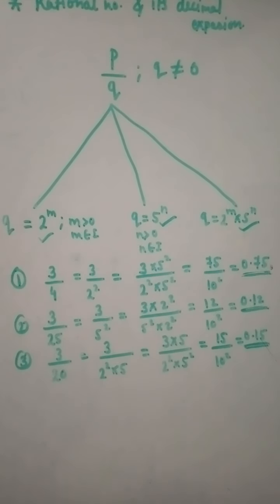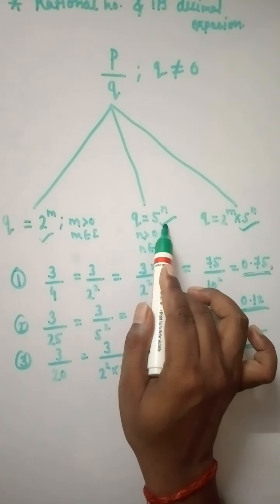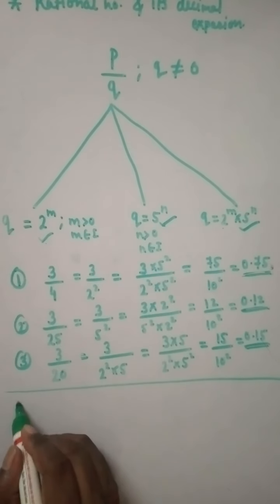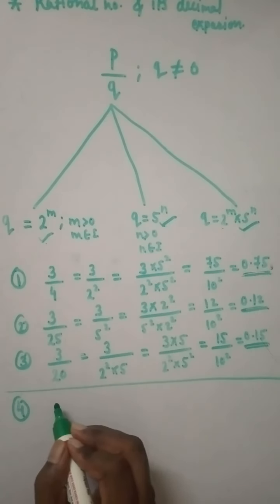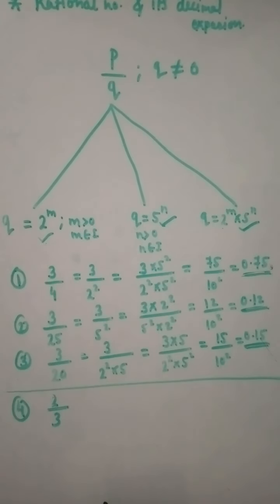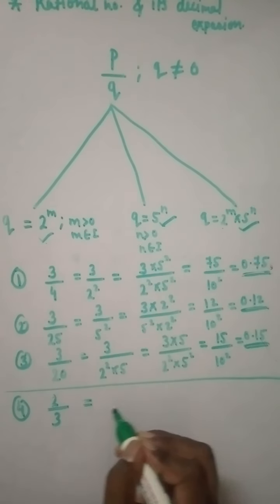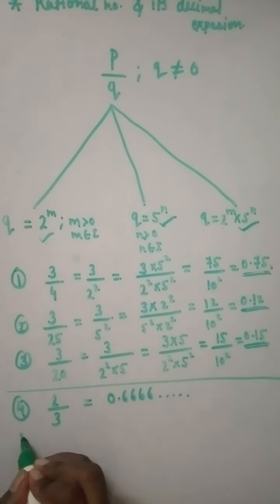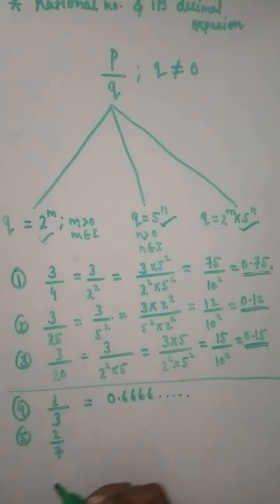What happens if your denominator is not of the form 2 raised to m, or 5 raised to n, or 2 raised to m into 5 raised to n? Let's see further examples. Example 4: let me take 2 by 3. We all know now that I cannot make it of any of these forms. This 2 upon 3 can be written as 0.6666 and so on. Another example: let's take 2 by 7 or 3 by 7.